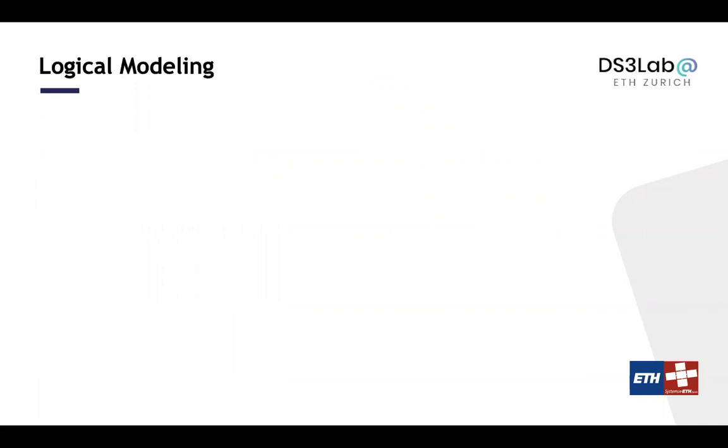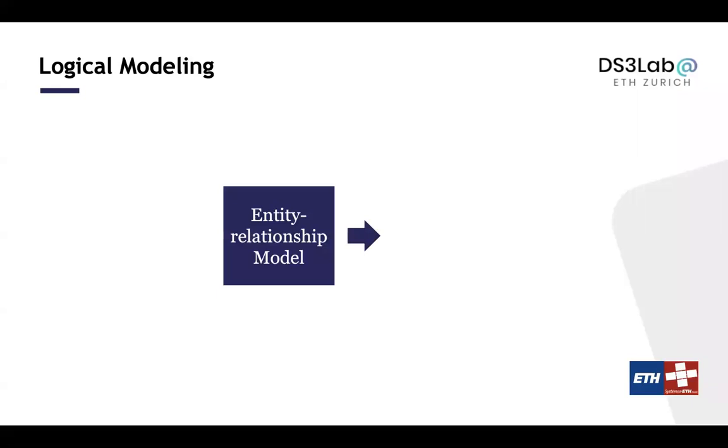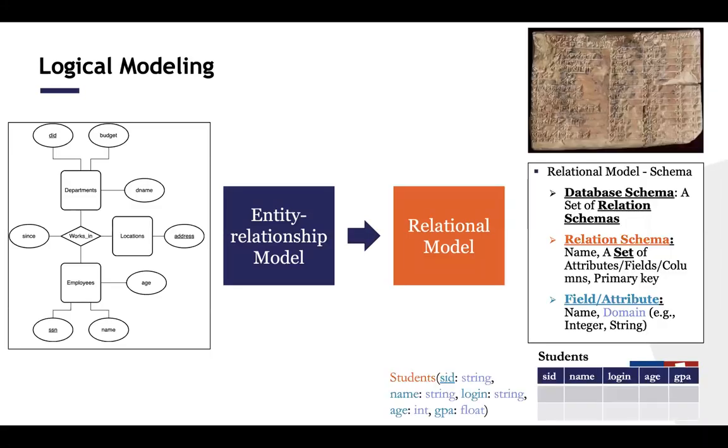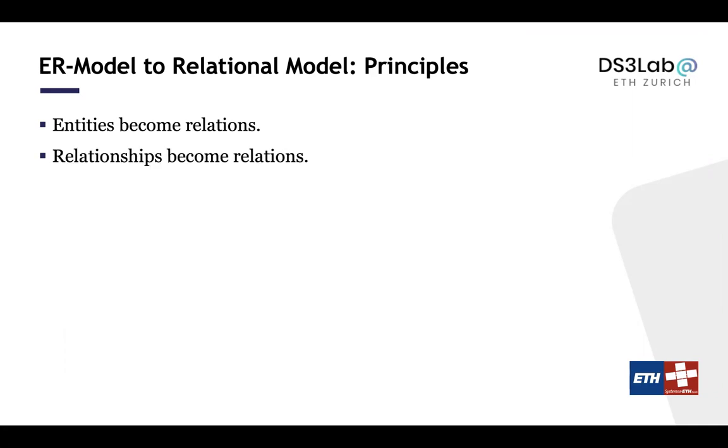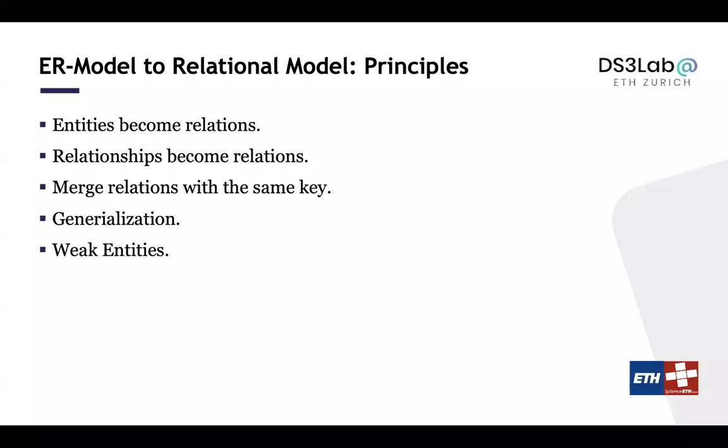And the second step is logical modeling. You take as input the conceptual model, that's an ER diagram, and translate that into a relational model. And we talk about a whole bunch of principles for you to do this. One entity set in your entity relationship diagram will become one relation in your logical model. Each relationship will also become one relation in your relational model. After the translation, if you have multiple relations with the same key, you might want to merge them. And be really careful about generalization, about weak entities, and how to do such translation. We talk about this in the lecture.